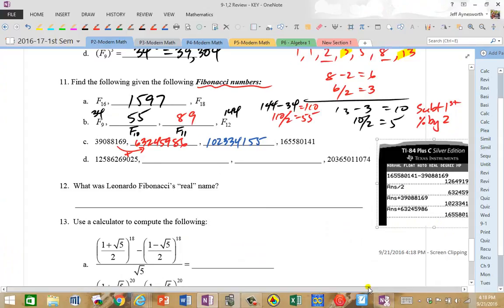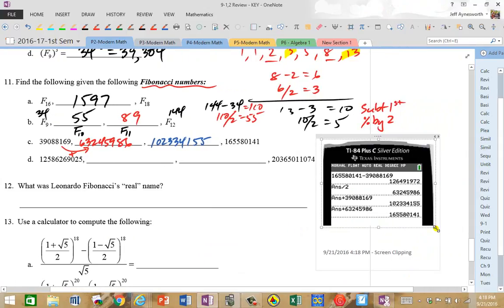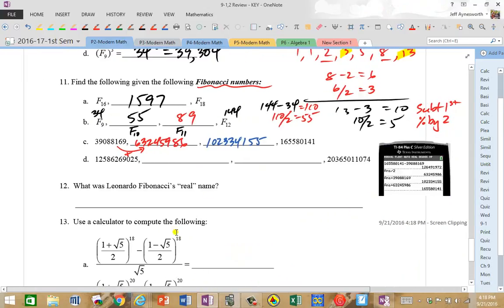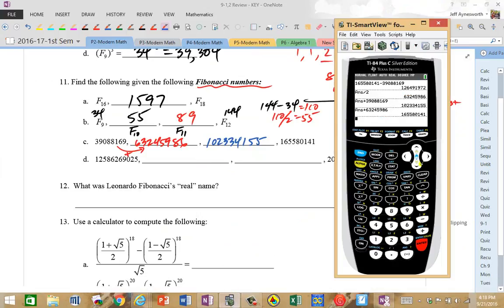Okay, and that is how we did that one right there. Okay, now let's finish up here. So we can do the last one too, same way. All right, so let's figure this out. Let's clear this out.